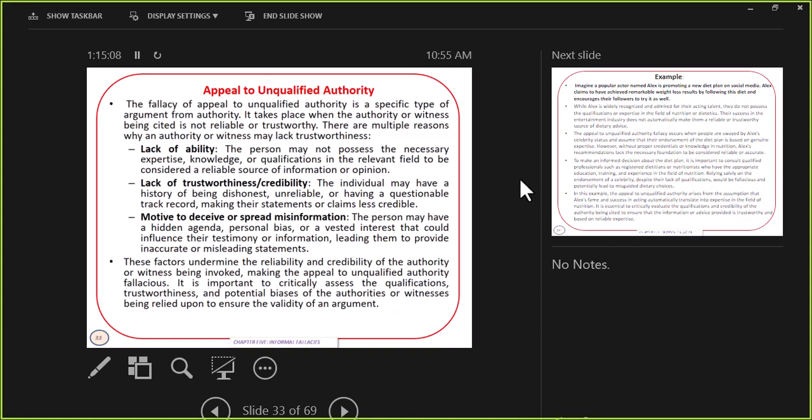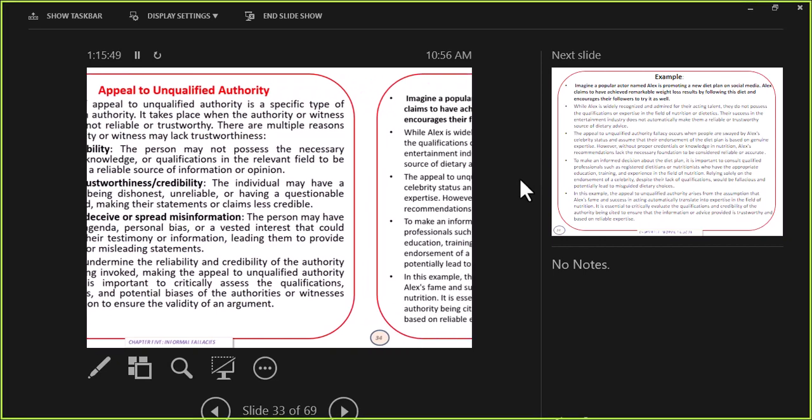If either one of these conditions is missed, then the fallacy of appeal to unqualified authority occurs. Lack of ability: the person may not possess the necessary expertise or knowledge, or he may lack trustworthiness. He may have the ability but lack the second condition, credibility. The individual may have a history of being dishonest, unreliable, or having a questionable track record, making their claims less credible. Motive to disseminate misinformation for the purpose of a personal agenda: the person may have a hidden agenda, personal bias, or vested interest that could influence their testimony, leading them to provide inaccurate, misleading statements.